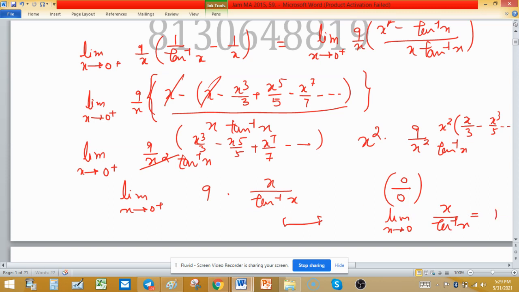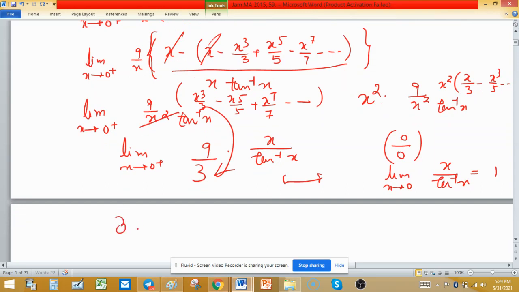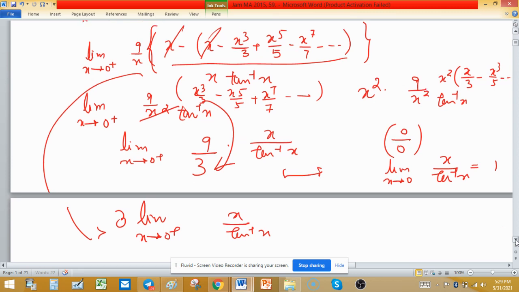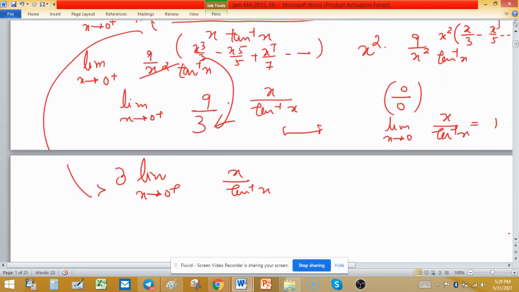So this limit is also 3, which is coming from this one. So 9 upon 3 will also come out. So this one will be 3 into limit x tends to 0 positive x upon tan inverse x. I am explaining this step again because here we made a calculation mistake.